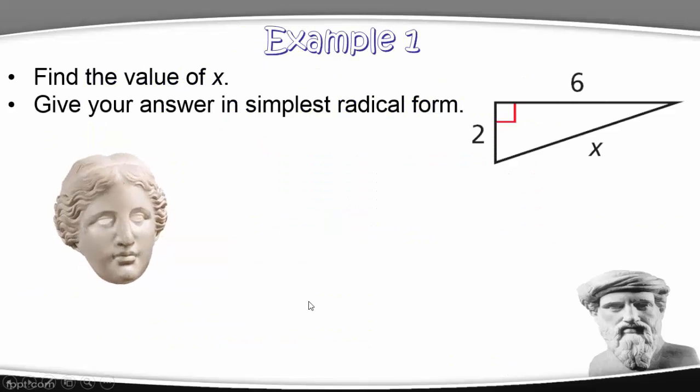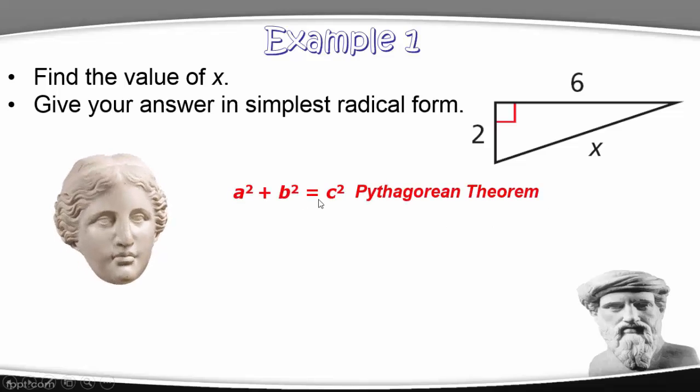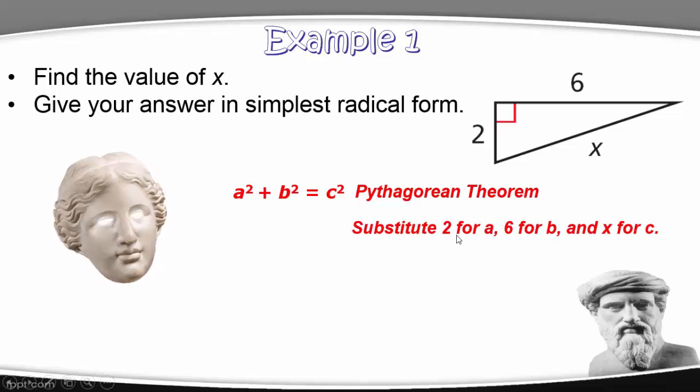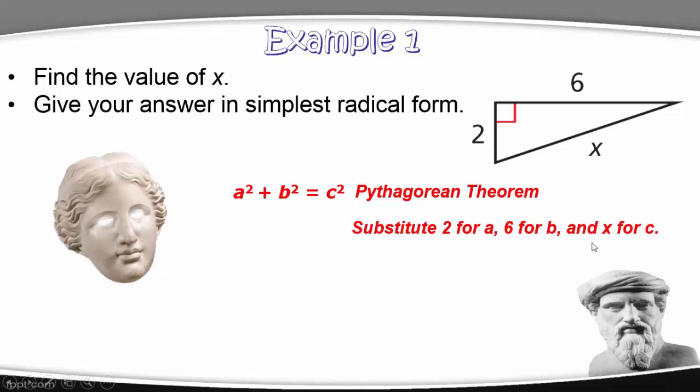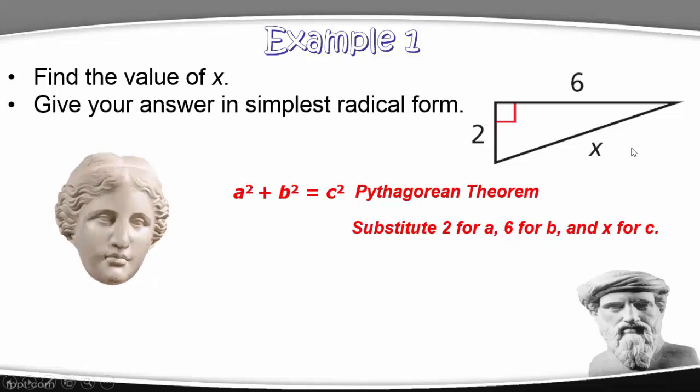So now we're going to look at example 1. We're going to find the value of x, and we're going to give the answer in the simplest radical form that we can. To do this, we'll use the Pythagorean theorem. And as we said, a squared plus b squared is equal to c squared is the Pythagorean theorem. Then we substitute 2 for a and 6 for b and x for c, because we don't know what the hypotenuse is.